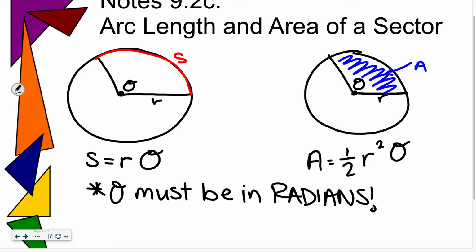So these two things you want to mark down. They're going to be on your homework. Make sure you write the formulas down and show the work. Because on the quiz on Thursday, you'll be responsible for those two formulas. I will not provide them for you. So I would expect you to know S equals r theta, A equals 1/2 r squared theta.